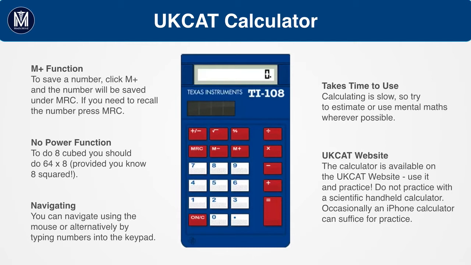However, obviously it's not always accessible to have the UKCAT website up with you, so if you have an iPhone or Samsung calculator, it's a lot more realistic than using a scientific calculator. Because if you use a scientific calculator throughout, your timing will be skewed and you won't be able to adapt to the slower calculator on test day.